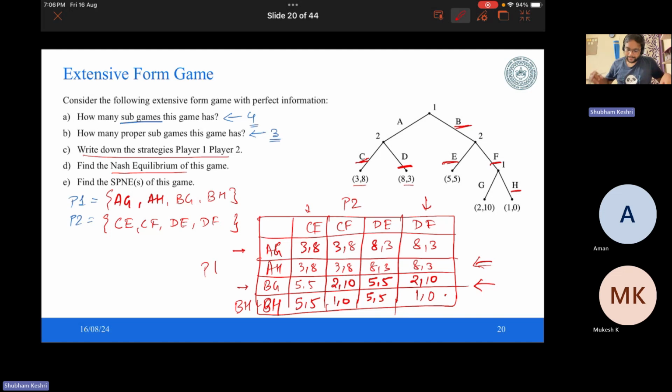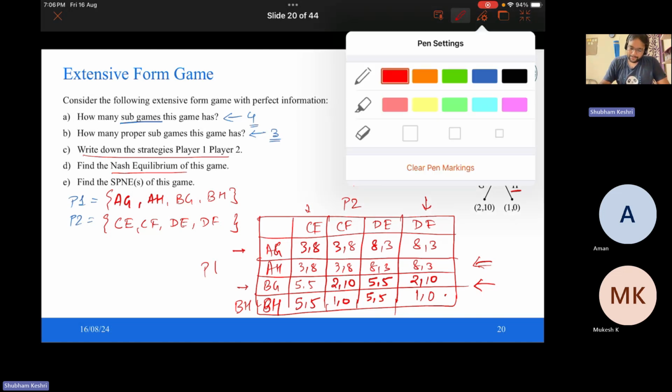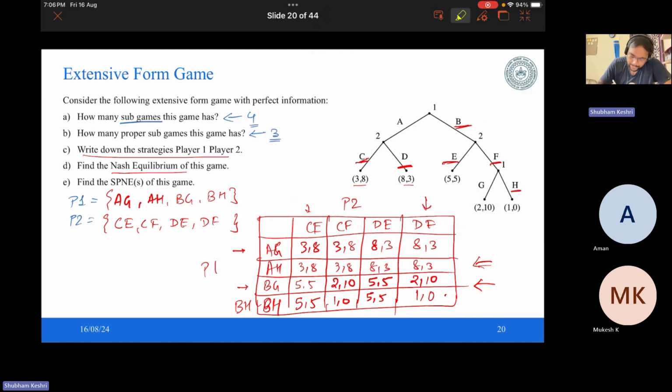All right. Now we'll identify the Nash equilibrium for this game quite easily. You see, when player 2 is playing CE, the utility of player 1 is maximum for these two strategies. When player 2 is playing CF, then it is maximum for these two strategies. When player 2 is playing DE, it is maximum for these two strategies. And when player 2 is playing DF, it is maximum for these two strategies.